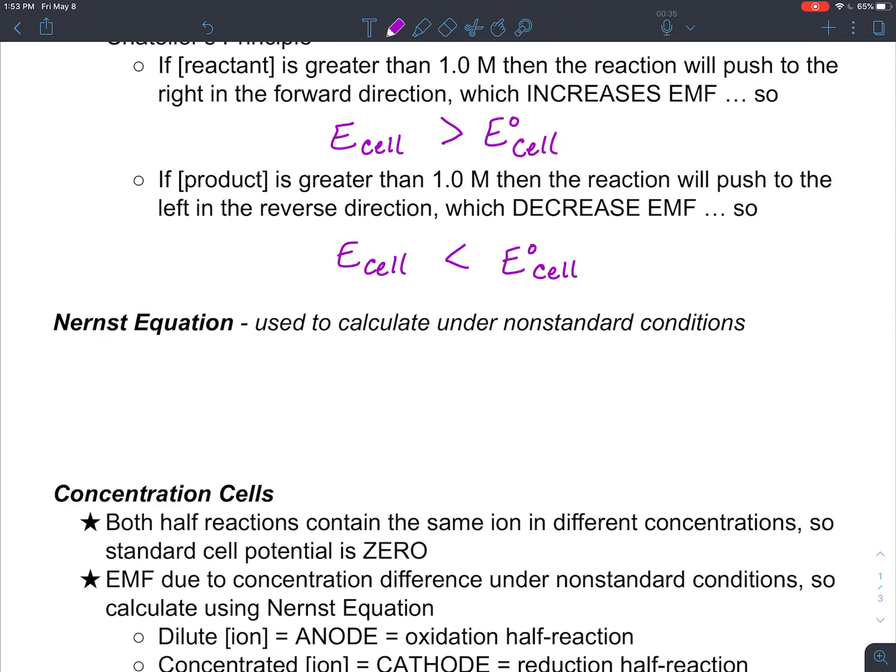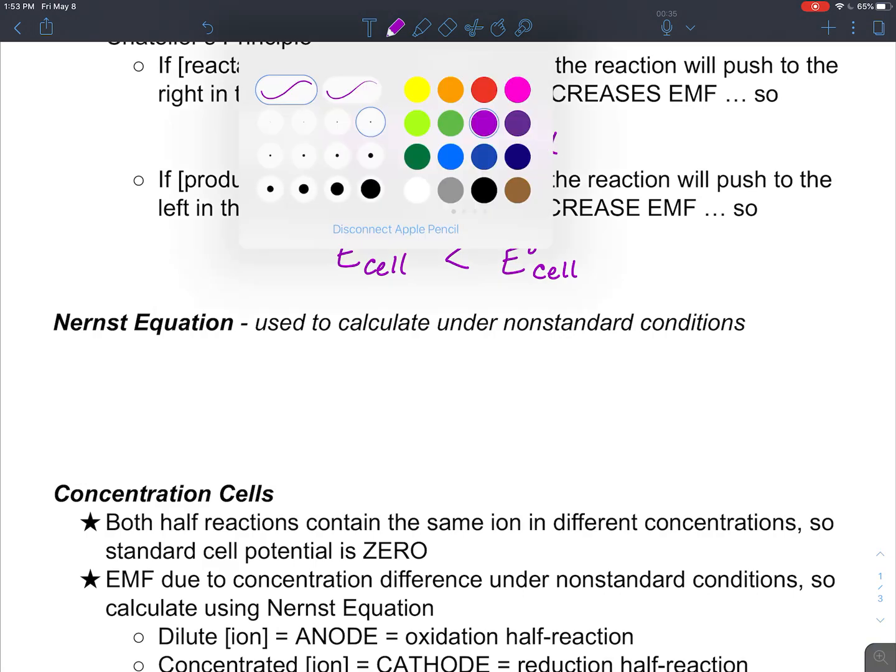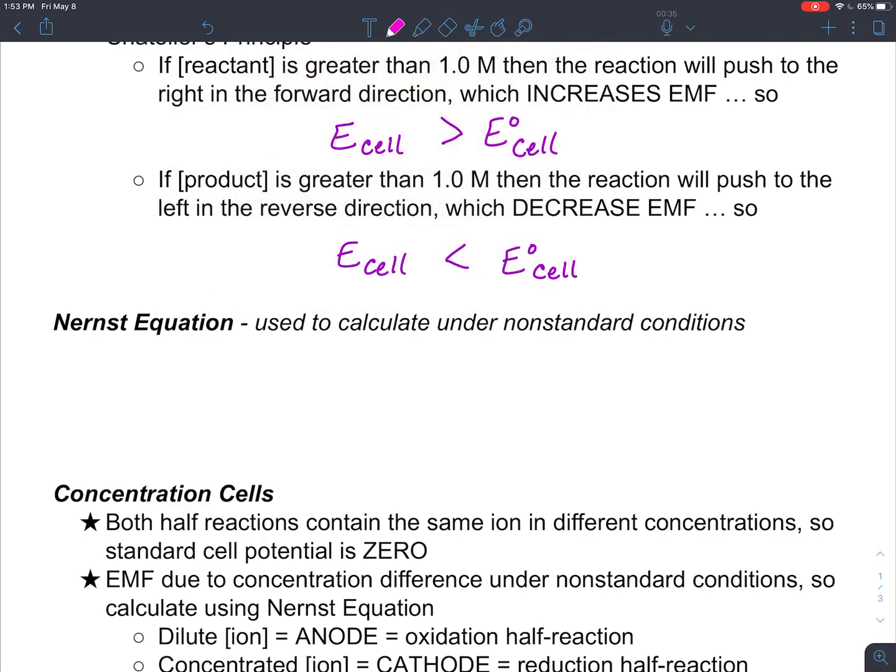And so let's go ahead and write these. Now, if we don't have 1.0 molar and our temperature is varied, then we see this equation. Okay, F, remember, is Faraday's constant.